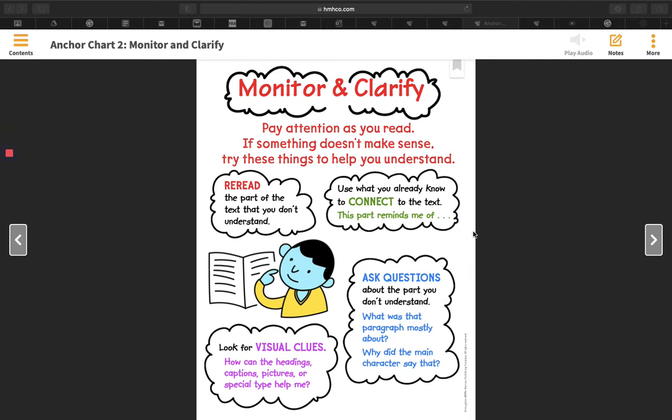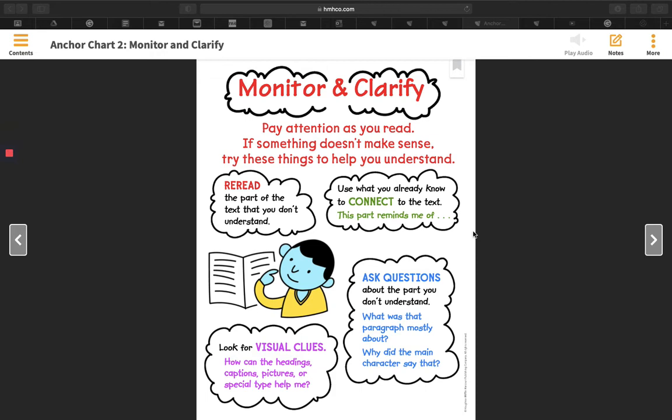Well, if you come across something and it doesn't make sense, you go back and you reread it. You reread the part of the story that you didn't understand. Maybe you just misread a word or two, and that's why it didn't make sense. You can connect to the story. We talk about connections. What does it remind you of? Something in your life, something in the world, something that you've already read. So you can connect to your story to help you make better sense of it.